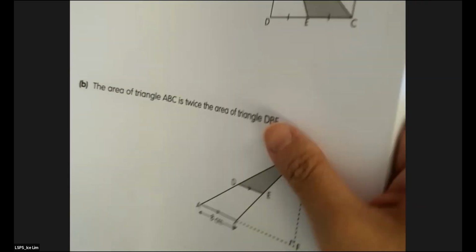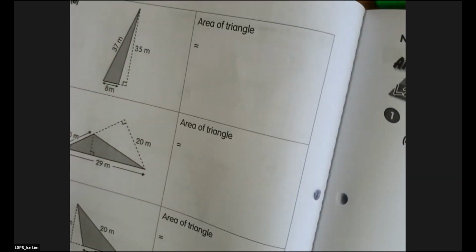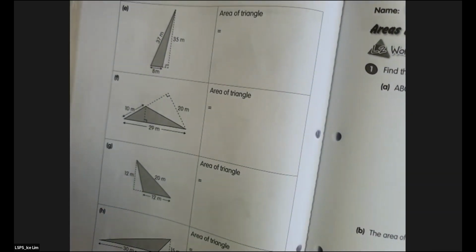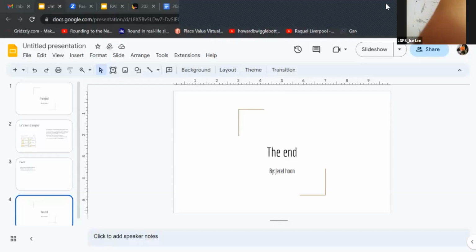Finish. Move on. Okay, you have 1, 2, 3, 4 questions to do. Give you 8 minutes. 8 minutes, get ready. Go to this page. 8 minutes timer. Let me set the timer here. 8 minutes.